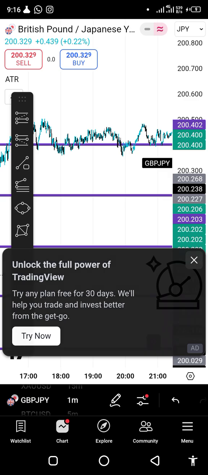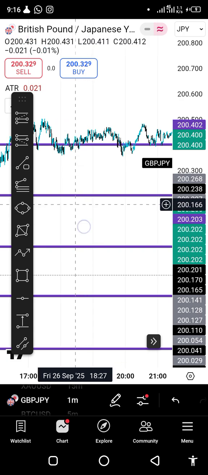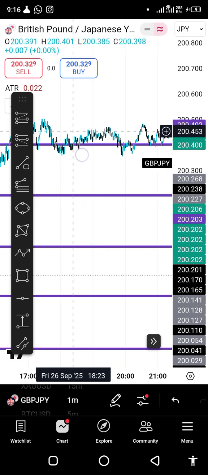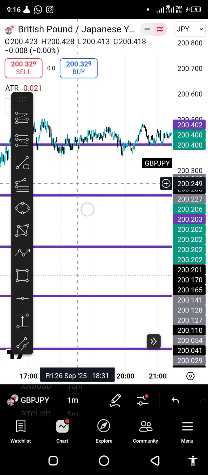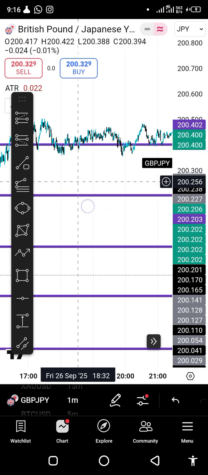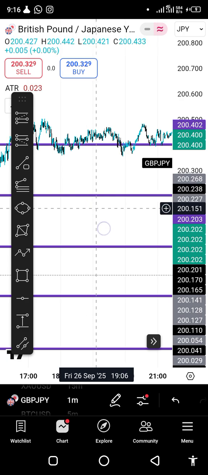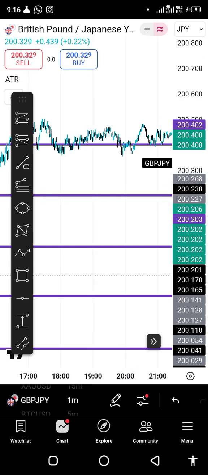You understand? For example, on this one now, you notice I put it. This one is 200.400, 200.200. Nothing is supposed to be here. So 200 plus 200, then 200.